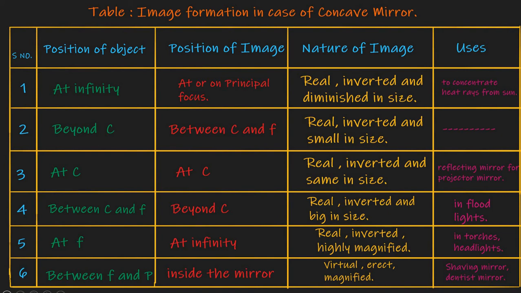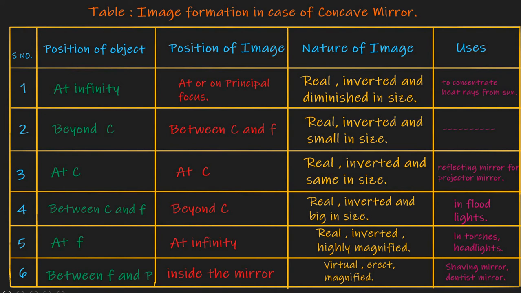The fifth case of image formation is when object is placed at principal focus. Then image is formed at infinity. This case of image formation is vice versa of the first case of image formation. Here, if object is at F, image is formed at infinity.